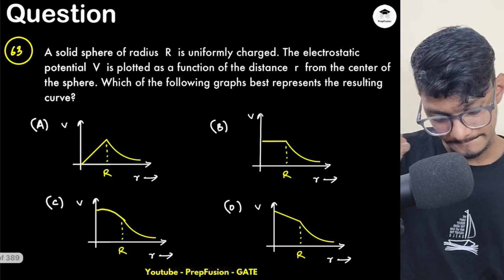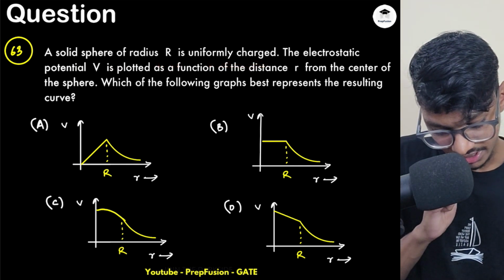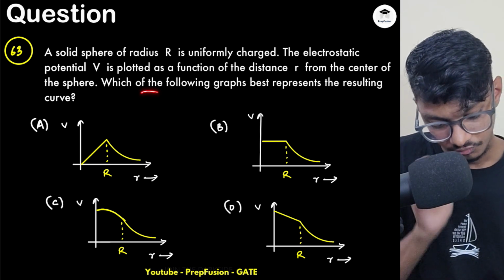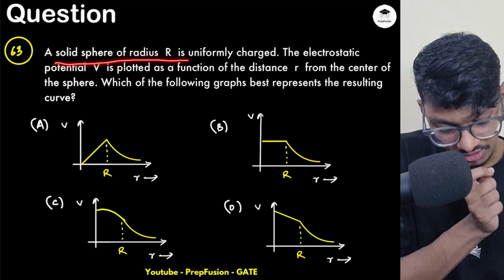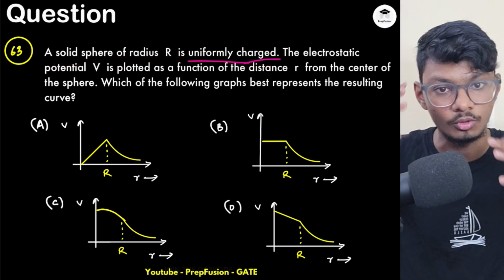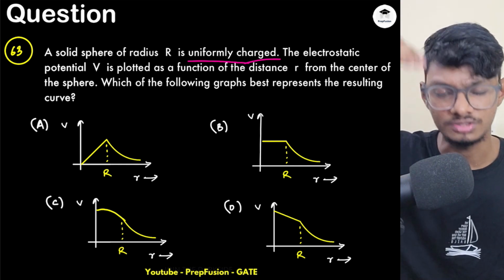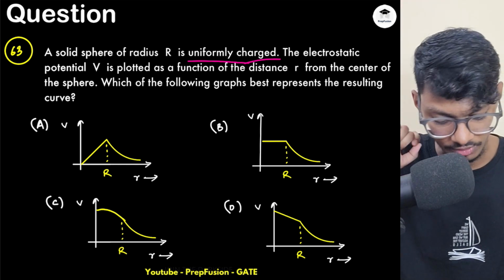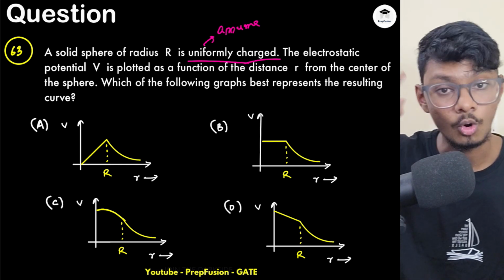Okay, so for a solid sphere of radius r that is uniformly charged, the electrostatic potential V is plotted as a function of distance r from the center of the sphere. Which of the following graphs best represents the resulting curve? If they say it is uniformly charged, how can a solid conducting sphere be uniformly charged? Not possible, because electric field cannot exist inside the volume of the sphere. So I will assume they are talking about a non-conducting sphere.